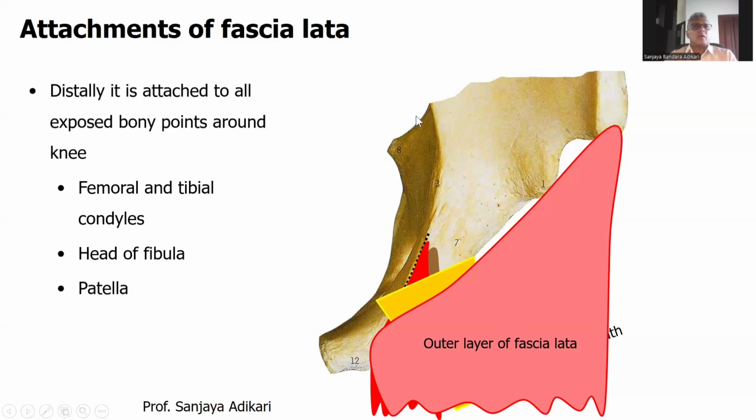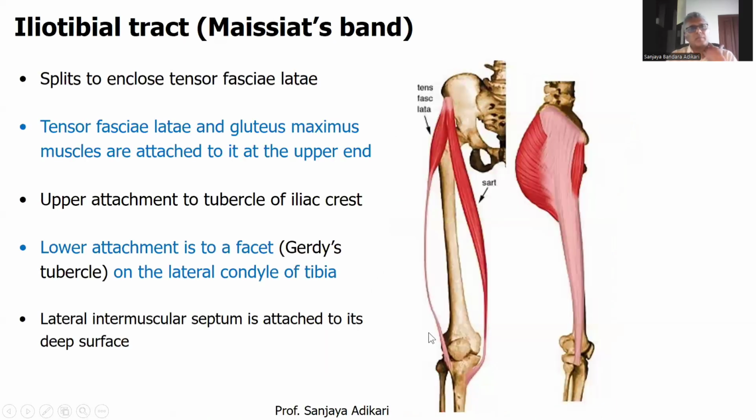Okay, then at the distal end, now this is the proximal attachment of fascia lata that we were discussing so far. At the distal end, around the knee, fascia lata is attached to all the exposed bony points at that point. So it's femoral condyles, tibial condyles, head of the fibula, patella, all these bony points, the fascia lata is attached to. So that's why it's a real stocking, okay, except for the opening here, saphenous opening.